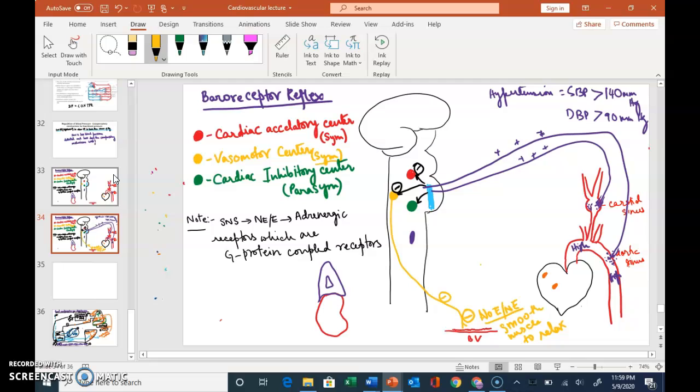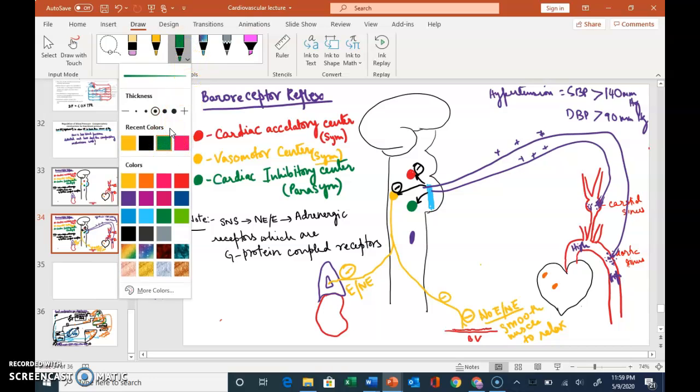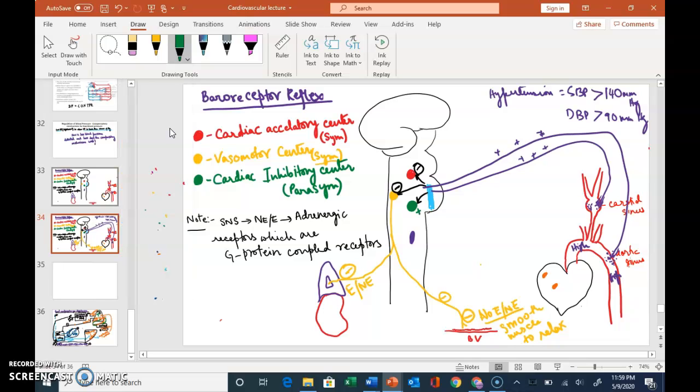All right. This will also go to the adrenal medulla, and it will inhibit epinephrine, norepinephrine. So we will have no epinephrine, norepinephrine released from the adrenal medulla that can work on the blood vessels or heart. Good? All right. And then the cardiac inhibitory center will be stimulated.